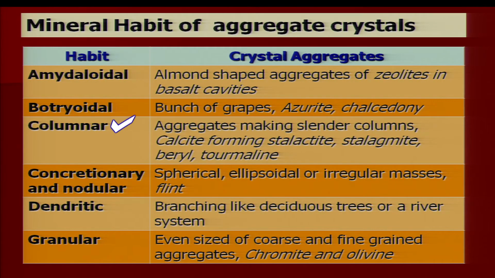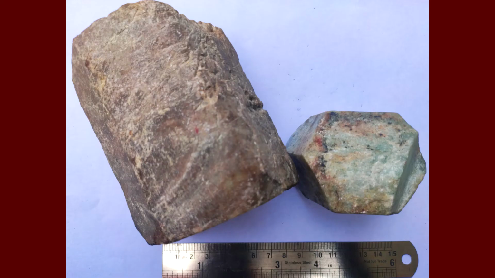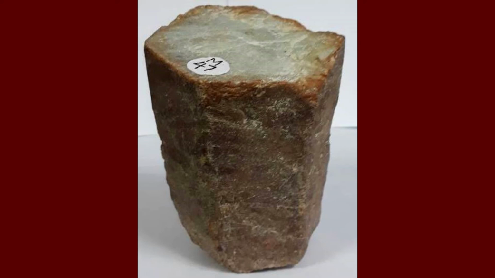Columnar habit means you have straight, column-like crystals clubbed together in the form of an aggregate, making slender columns. Examples are calcite forming stalactitic and stalagmitic columns, barrel-straight columns, and the column size varies from a few centimeters to a few meters or tens of meters. Tourmaline also develops in the form of a columnar habit.